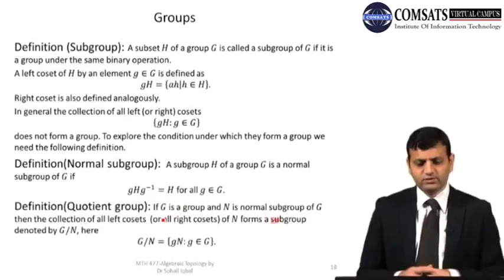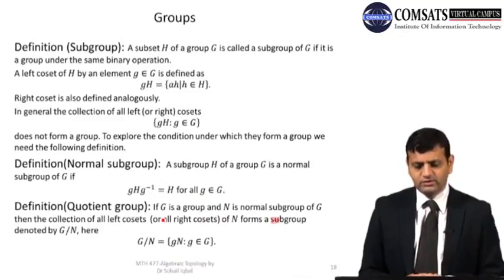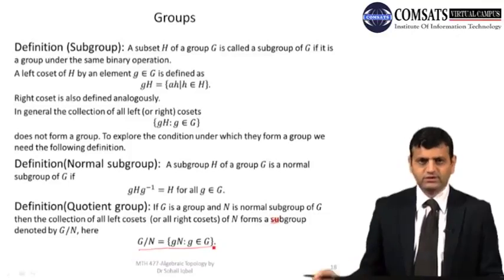So the next definition is the quotient group. If G is a group and N is a normal subgroup of G, then the collection of all left cosets of N forms a group denoted by G quotient N, and this G quotient N is the collection of all left cosets of N in G.